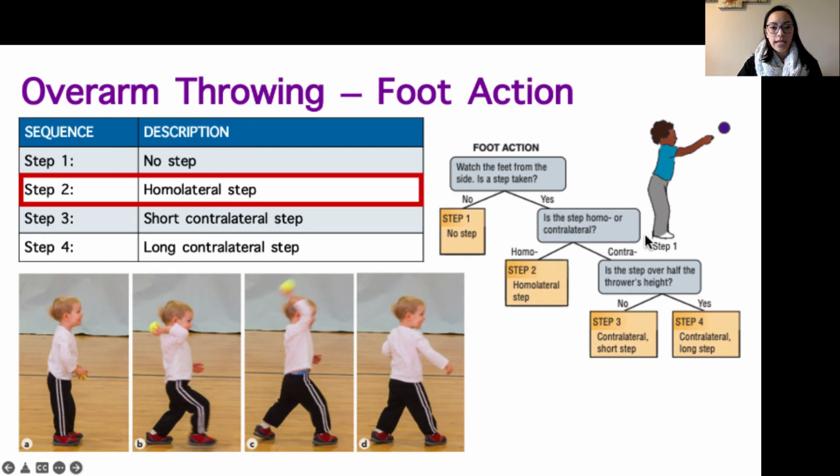Okay, just ignore this picture. It's what I had to screenshot to get this flow chart separated from the total image. But in this little image sequence, this little boy, we could see he does take a step, but it's with the same leg as his throwing arm. So that would be an example of a homolateral step.